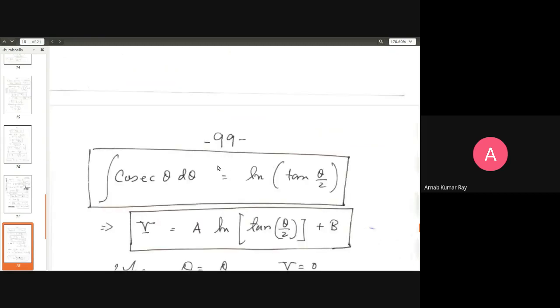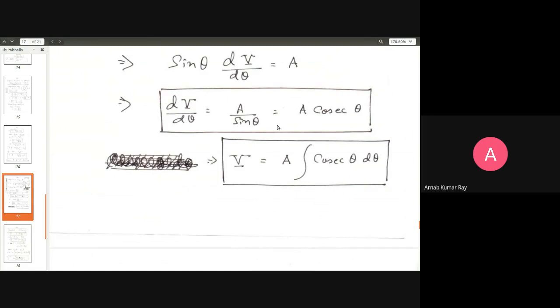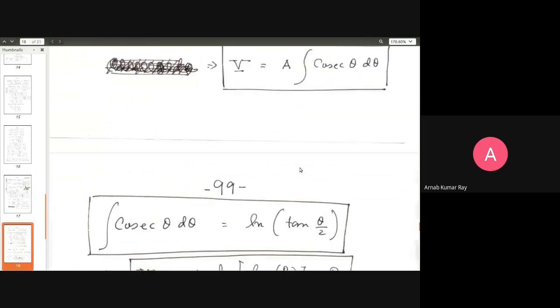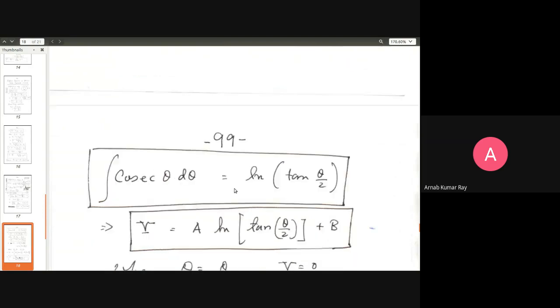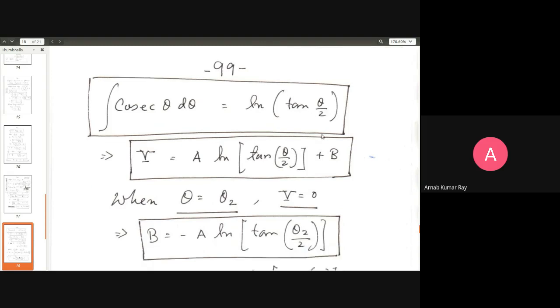Okay, I just refer to the table of integrals. The integral of cosec theta d theta is log of tan theta by 2. You can work it out by yourselves, not a very difficult one: 1 by sine theta. You can break it up, where sine theta is equal to 2 sine theta by 2 cos theta by 2, and apply that formula. I've just referred to the table of integrals. Here you are: log of tan theta by 2.